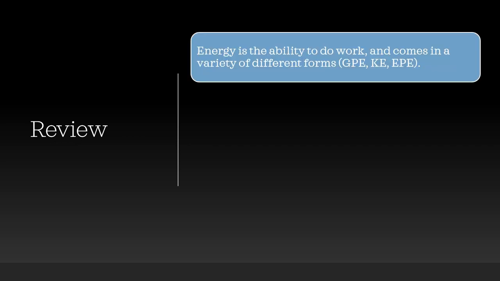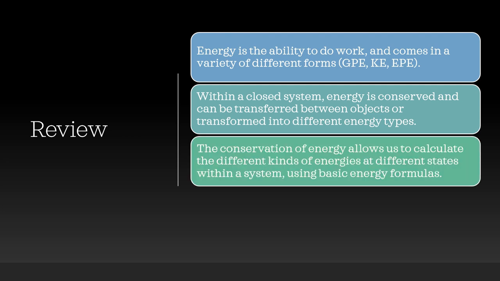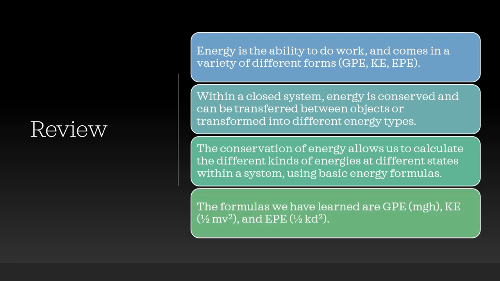Energy is the ability to do work and comes in a variety of different forms. The ones that we care about are gravitational potential, kinetic, and elastic potential. Within a closed system, energy is conserved and can be transferred between objects or transformed into different energy types. The conservation of energy allows us to calculate the different kinds of energies at different states within a system using basic energy formulas such as mgh, 1/2 mv squared, and 1/2 kd squared. Of course, those are for gravitational potential energy, the mgh, kinetic energy, 1/2 mv squared, and elastic potential, 1/2 kd squared.